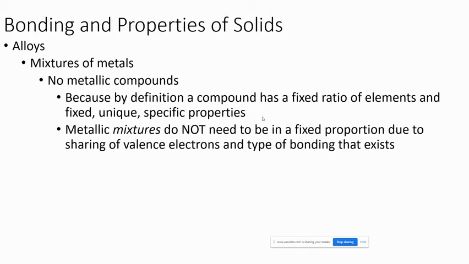And if you go out to Wikipedia or out to the internet, you can see that there's different mixtures. So we could have gold, for example. You have 10 karat gold and 14 karat gold and 24 karat gold. The difference is how much of the stuff is mixed in there. And so since it's not in a fixed proportion due to sharing of electrons, they are in a sea of electrons. Because it's not in a fixed proportion, they don't consider it to be a compound.